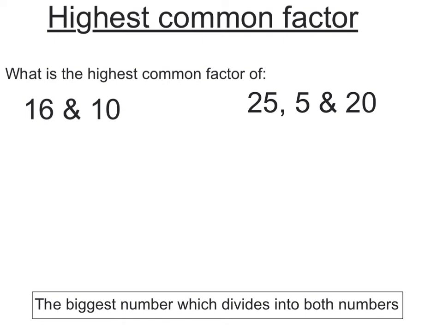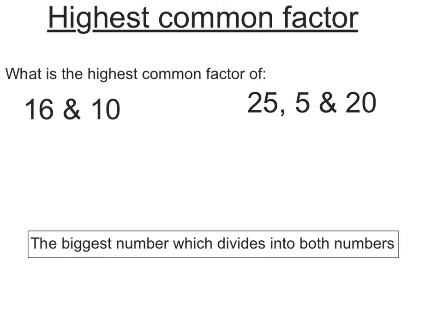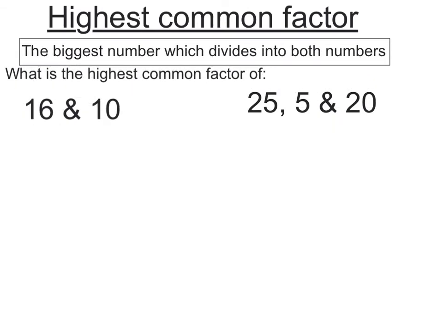In this video, we're looking at highest common factor. Now, highest common factor of some numbers is the biggest number which divides into both numbers or into all numbers. So simply what you need to do is find the factors of each number and then find the one that's biggest and in both of them or in all of them.